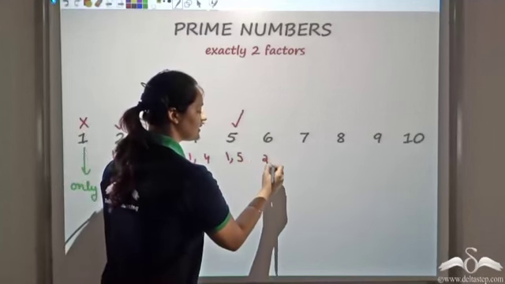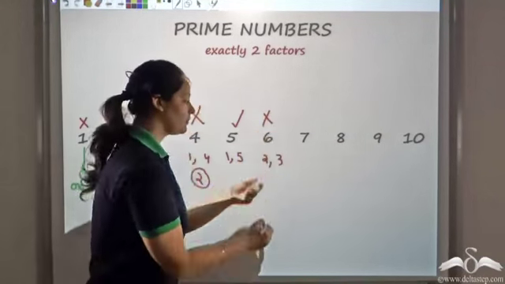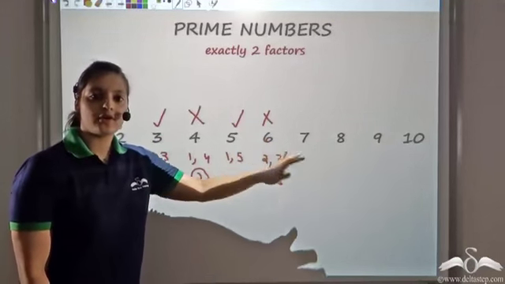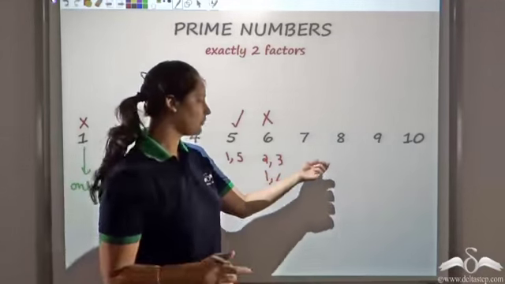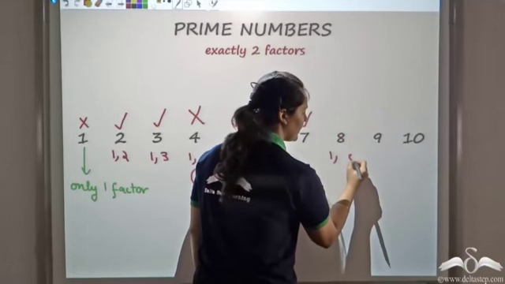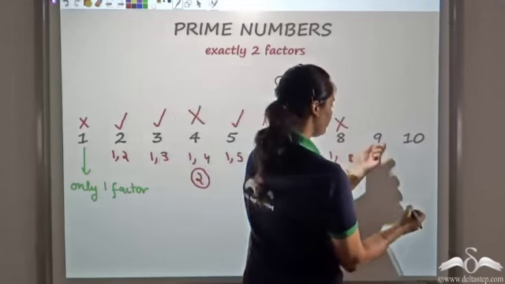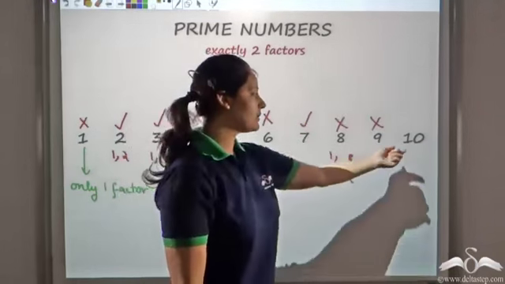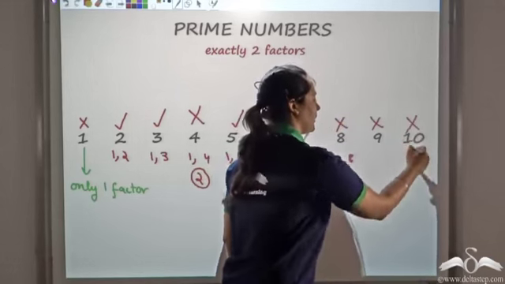6, I know 2 divides 6, 3 divides 6. So this cannot be prime. Why? Because 1 and 6 are already there. For any natural number, 1 and the number itself are already factors. One more number if I find, then it would not be a prime number. So 7, it is a prime number. 8, apart from 1 and 8, 4 divides 8, 2 divides 8. Not a prime. 9, I have just seen 3 also divides it, so it is not a prime. Similarly, 2 and 5 also divide 10, so 10 is also not a prime.